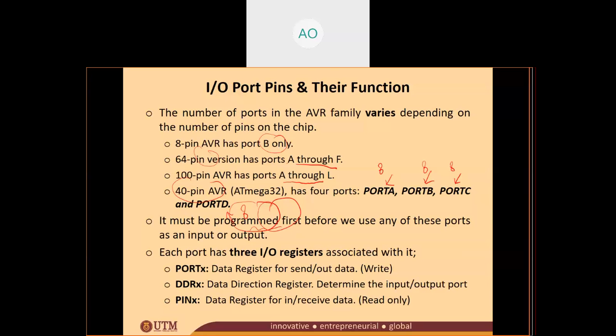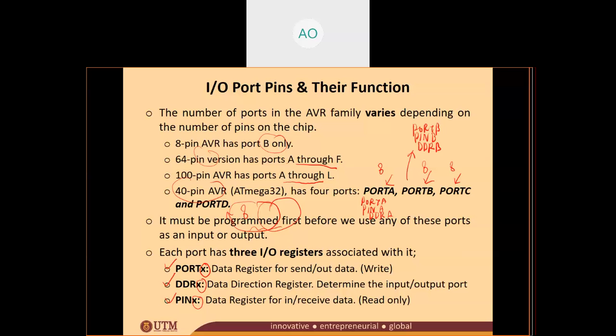What are those registers? We call them PORTX, DDRX, and PINX. You just replace this label X with A, B, C, and D respectively. So for port A, the registers associated with port A we call PORTA, PINA, and DDRA. Port B also has 3 registers, which is PORTB, PINB, and DDRB. Same applies to port C and port D lah. You have another 3 registers.